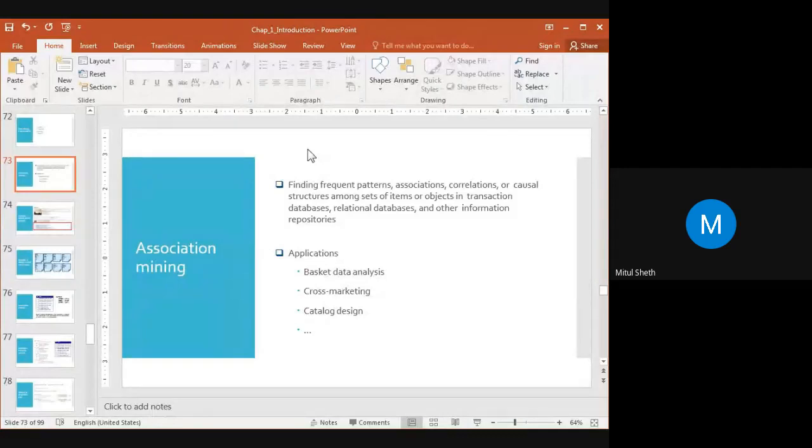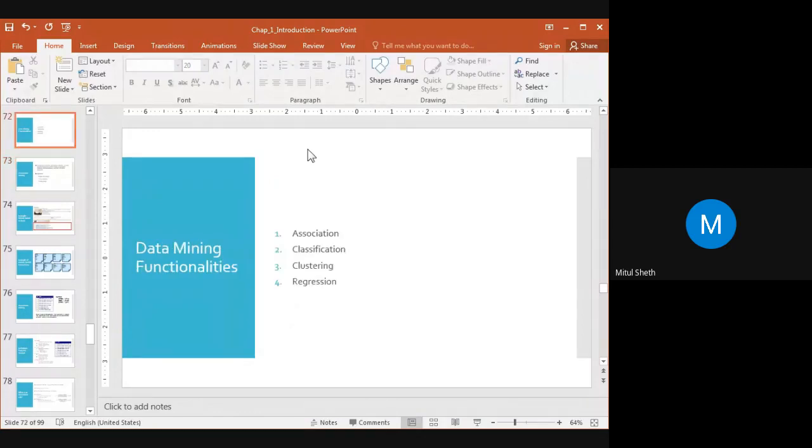Simply, the data mining word that you use, okay? So how to perform the data mining operations, or how to find the different patterns. Okay, so there are four functionalities that you can apply on your data, so you can perform the data mining operation. Okay, data mining operation on your data set. So those are the four main functionalities. One is the association, one is the classification, another is the clustering, and another is the regression.